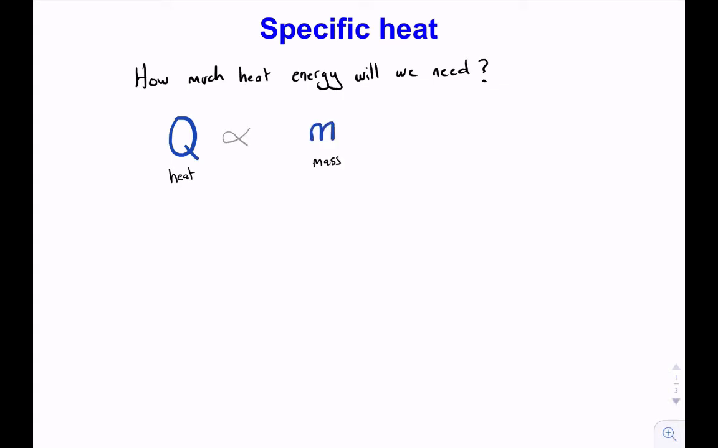Remember, this little alpha symbol means proportional to. We will clearly need more heat if we heat up our gold by 50 degrees compared to, say, 5 degrees. So heat must also be proportional to the change in temperature, delta T, where the Greek symbol delta means difference or change in. So now we've got the heat is proportional to the mass times delta T.